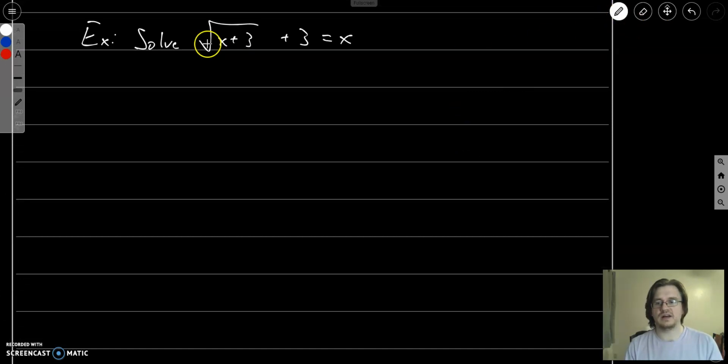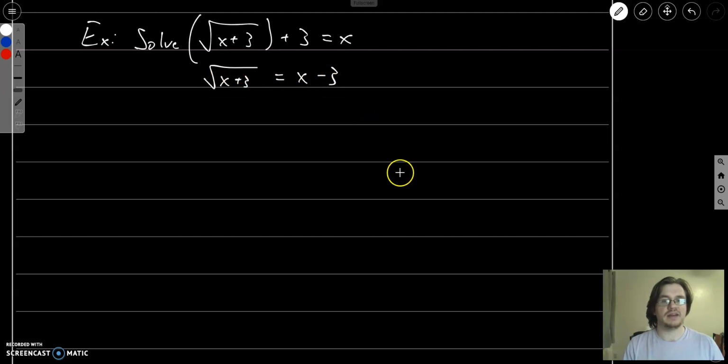Let's solve the square root of x plus 3 is equal to x. Note that this plus 3 is not in the square root. This is by itself. So again, to solve, I want to get the square root by itself. So I'm going to subtract 3 from both sides to get, let's see here, I'm just going to erase this for now. The square root of x plus 3 is equal to x minus 3.